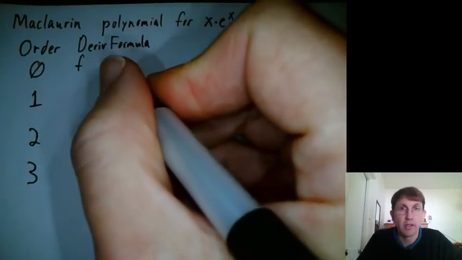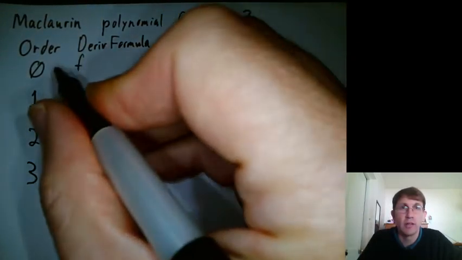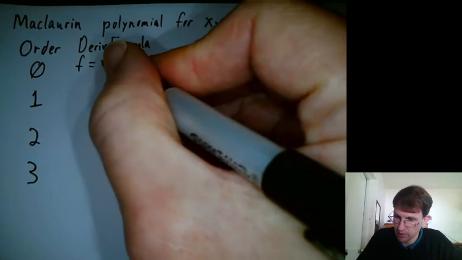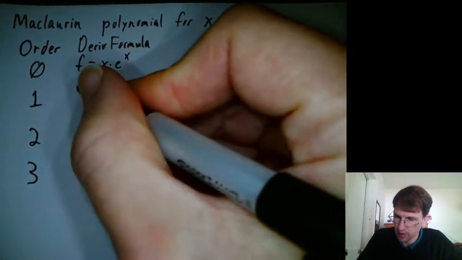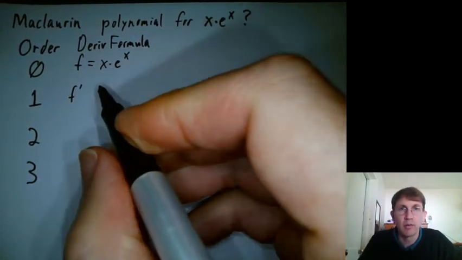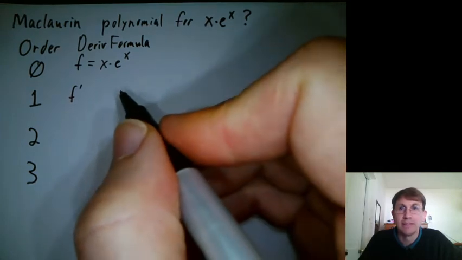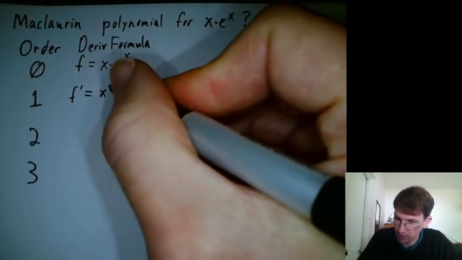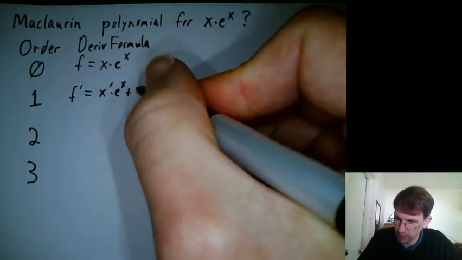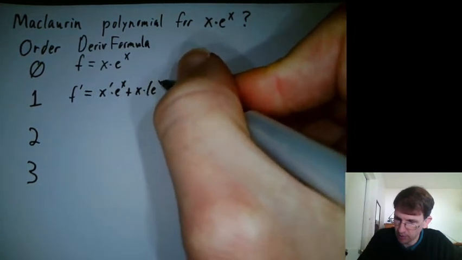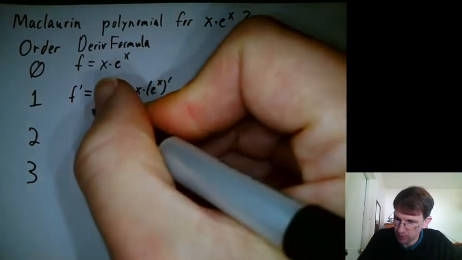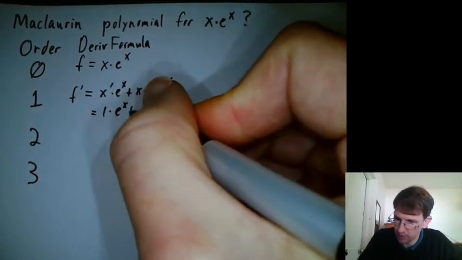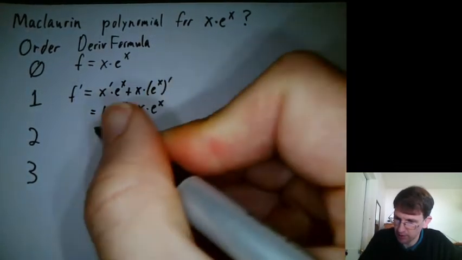So what's the derivative formula at order 0? It's just x e to the x. How about f prime? We'll go ahead and fill in the derivative there. I've got to use the product formula. So that would be x prime e to the x plus x times e to the x prime, which is 1 times e to the x plus x times e to the x.